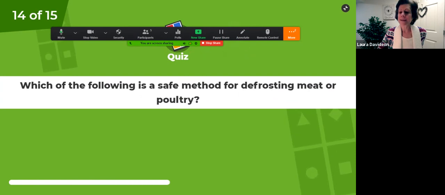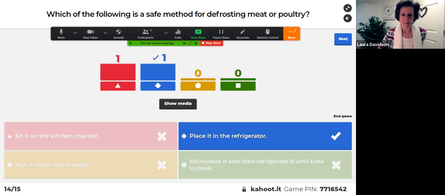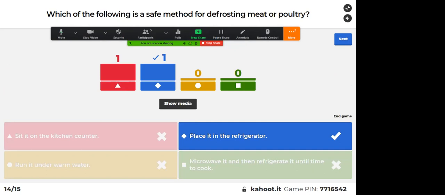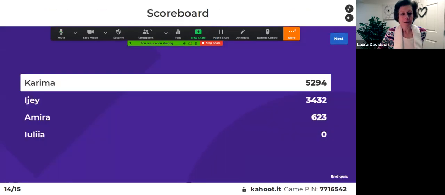Which of the following is a safe method for defrosting meat or poultry, like your chicken breasts? So remember, which is the safe one? Yes. Okay, placing it in the refrigerator, running it under cold water, not warm, and also microwaving, but if you microwave, you really have to cook it right away.